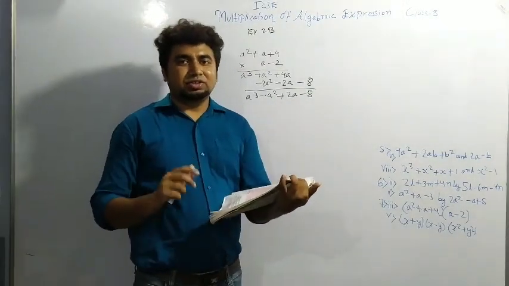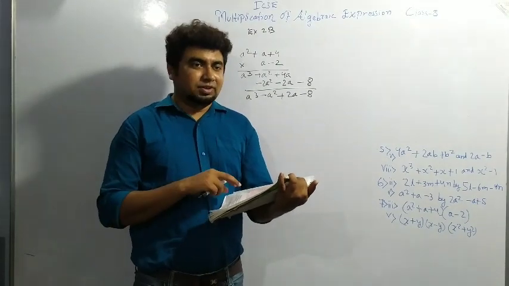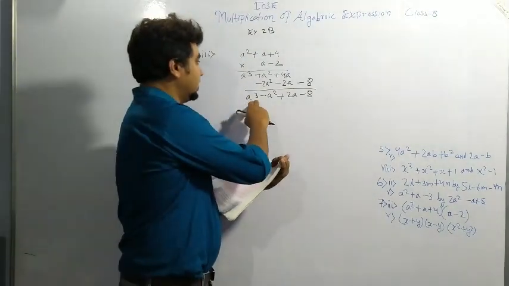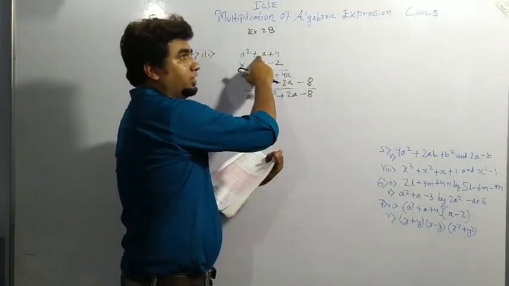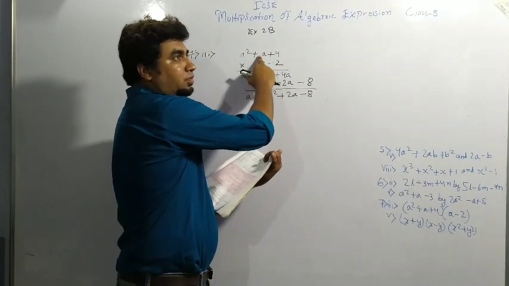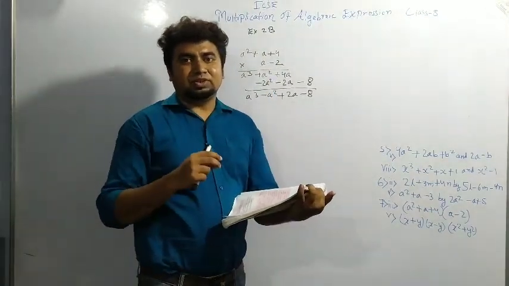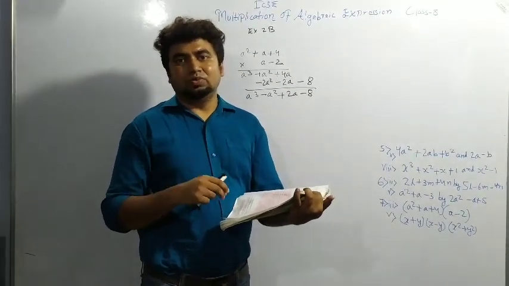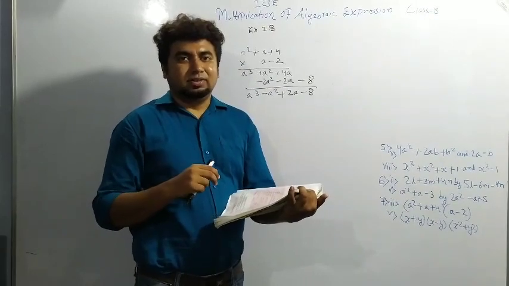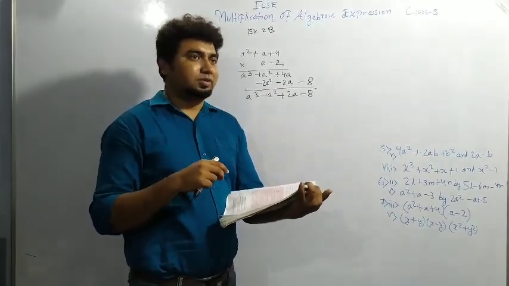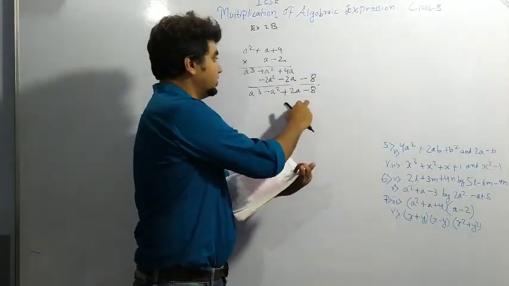So the answer for this question in the book is given wrong, because in the book it is given a cube minus 8, so it should have plus 2a here. But we are not having plus 2a here, because it is of the form you will be studying in higher standard, a cube minus b cube formula. With respect to that, we can simplify it. So this is wrong. Accordingly, the answer given in the book is wrong. So this is the correct answer.